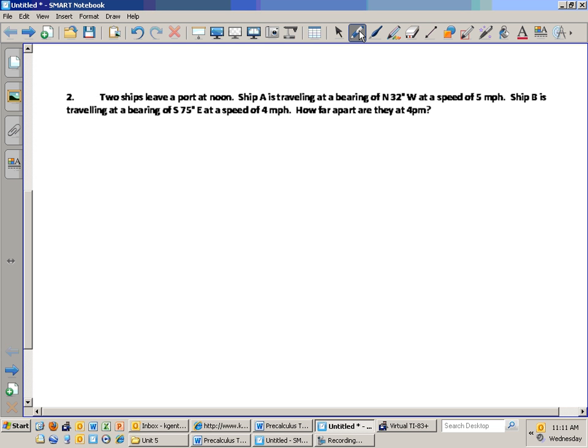Two ships leave a port at noon. Ship A is traveling at a bearing of north 32 degrees west at a speed of 5 miles an hour. Ship B is traveling at a bearing of south 75 degrees east at a speed of 4 miles per hour. How far apart are they at 4 p.m.?